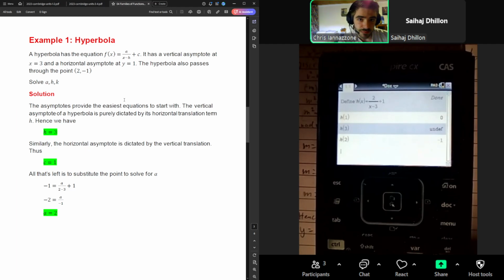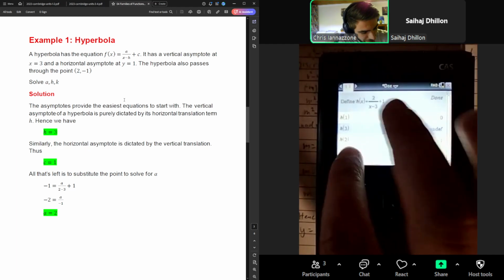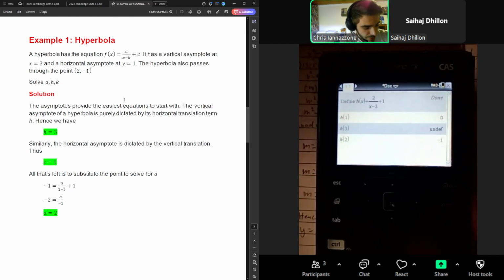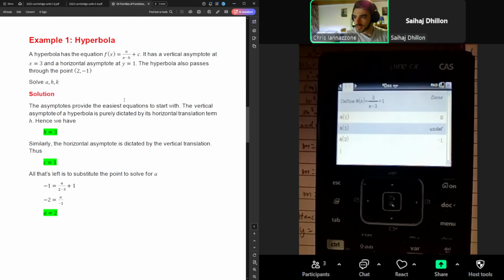Fair enough on how that works? Yeah, that really does help. Yeah, no, it's really good. And you can be more elaborate with your definitions. You don't have to just call it h. You can call it like, I don't know, wave of x if the function is describing a wave.